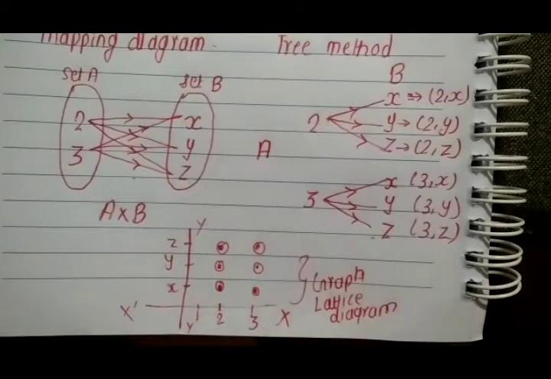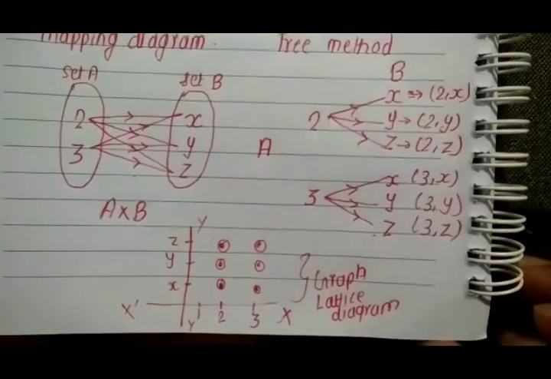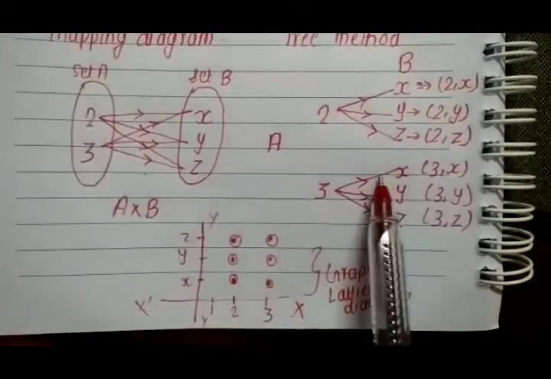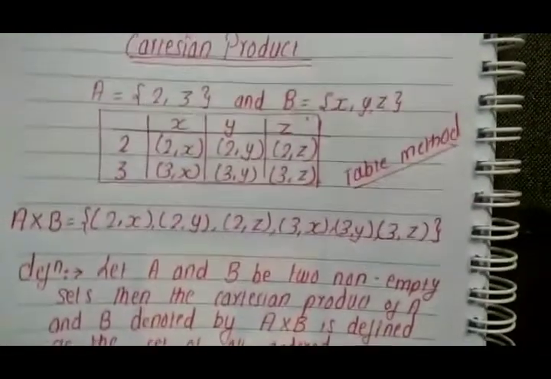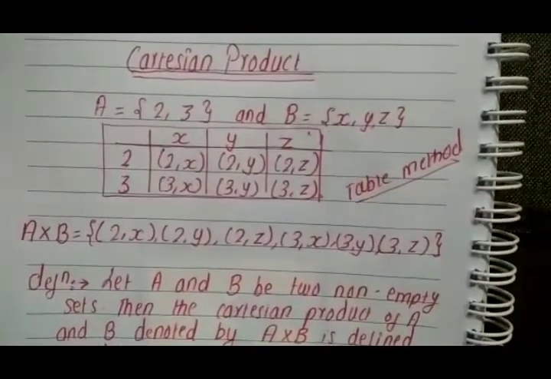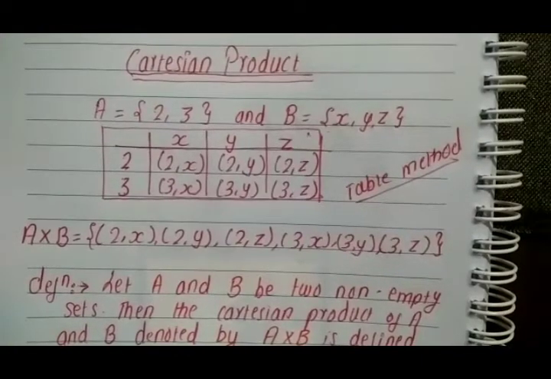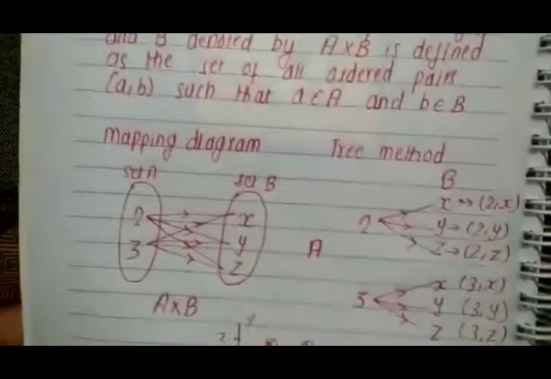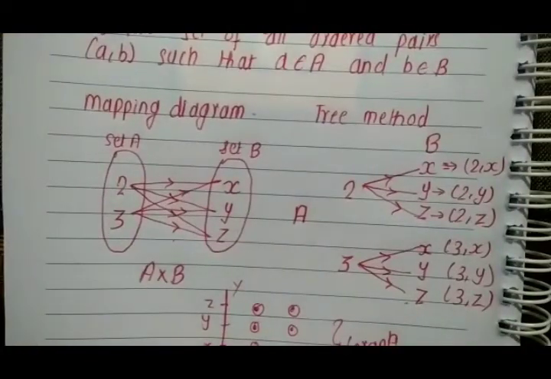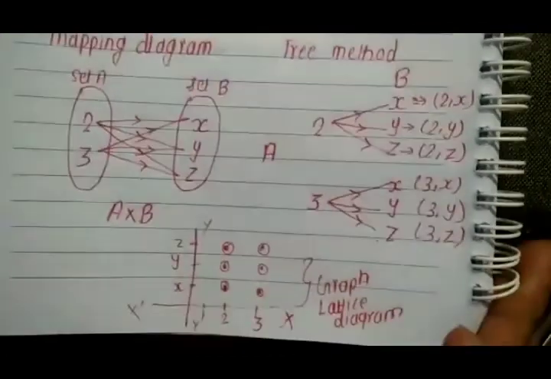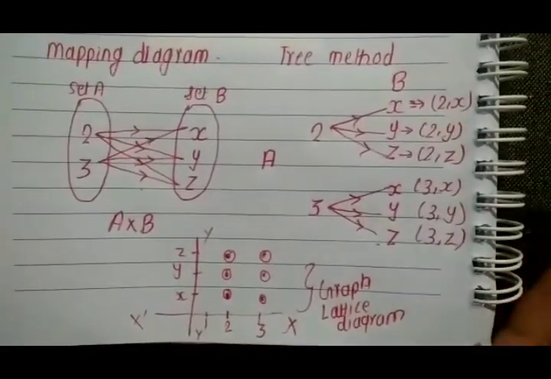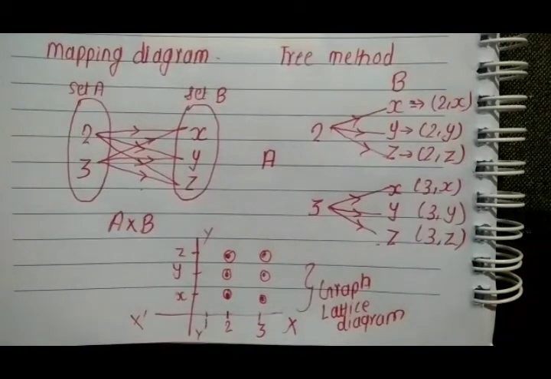So in how many methods in total can the Cartesian product be represented? One is graph, tree, mapping, and the first one is our table. If your question says to find the Cartesian product in a particular format, like table or mapping, then you have to do it in that one. Otherwise, if the question doesn't say anything, you can follow any method. Hope you have understood. If there is any problem, feel free to contact me. Thank you.